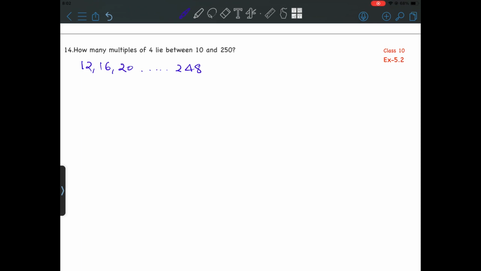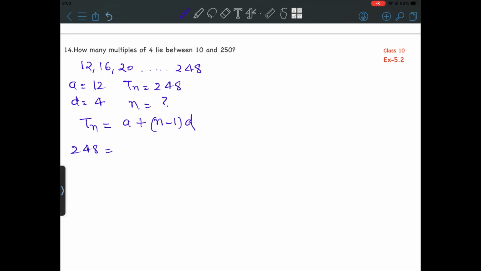This is the same kind of question as what we solved previously. Here we have got the AP, and from it we can get the first term: a is equal to 12, common difference d is equal to 4, and the last term Tn is equal to 248. We have to find the value of n. So we use the formula of the nth term: Tn is equal to a plus (n minus 1) into d. The value of Tn is 248, the value of a is 12, and we have to find n minus 1. The value of d is 4.